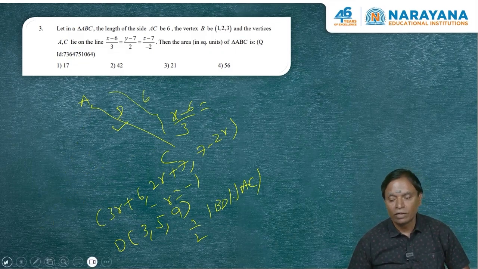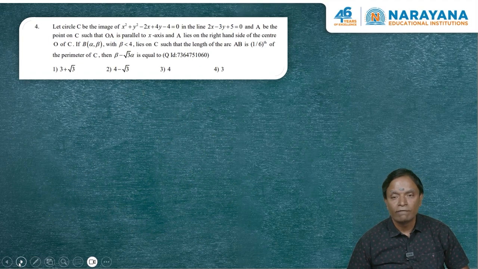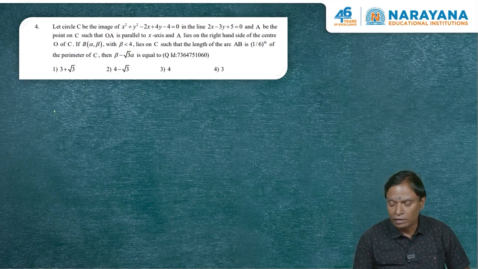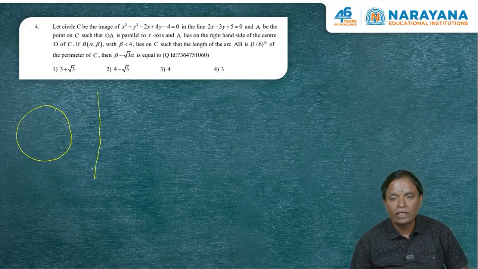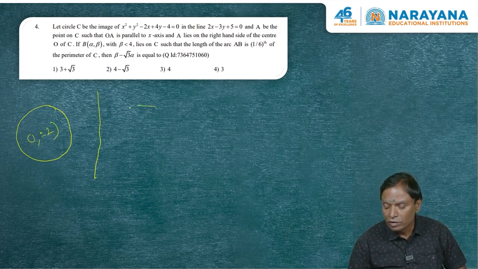Now let us go to the next question. You are given C is the image of the given circle with respect to the line 2x minus 3y plus 5 is equal to 0. The center of the circle is (1, minus 2). Now we can get the equation of the circle C.